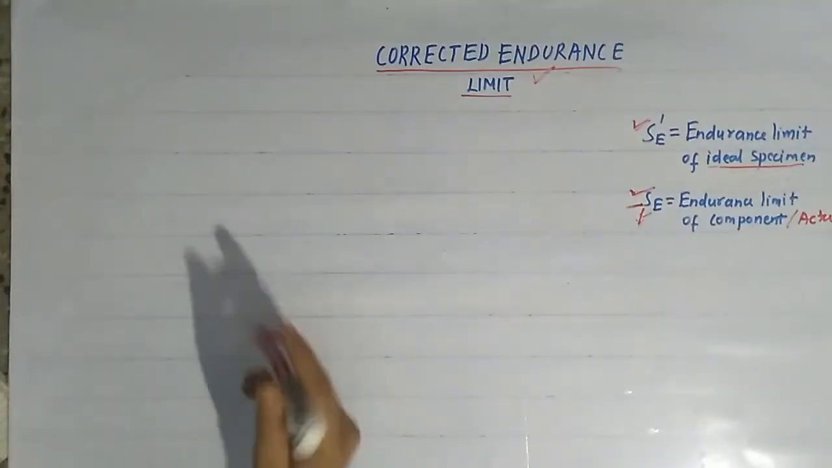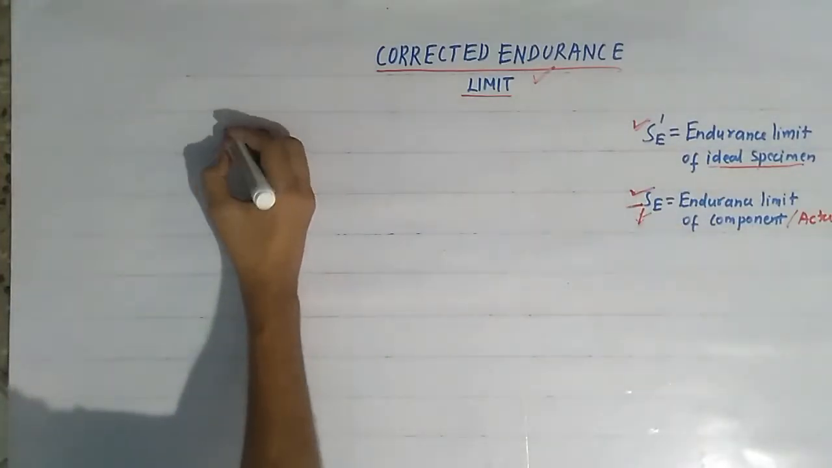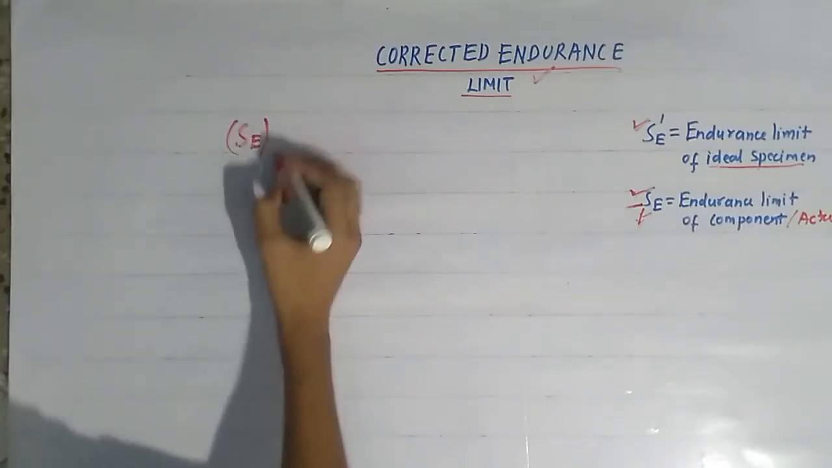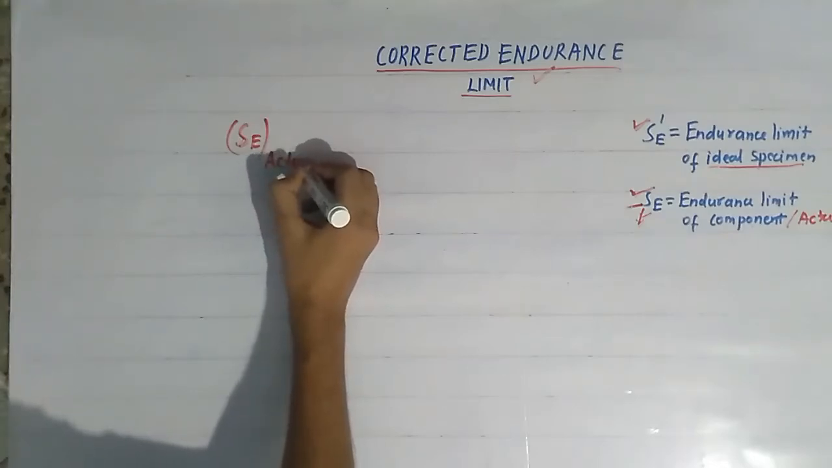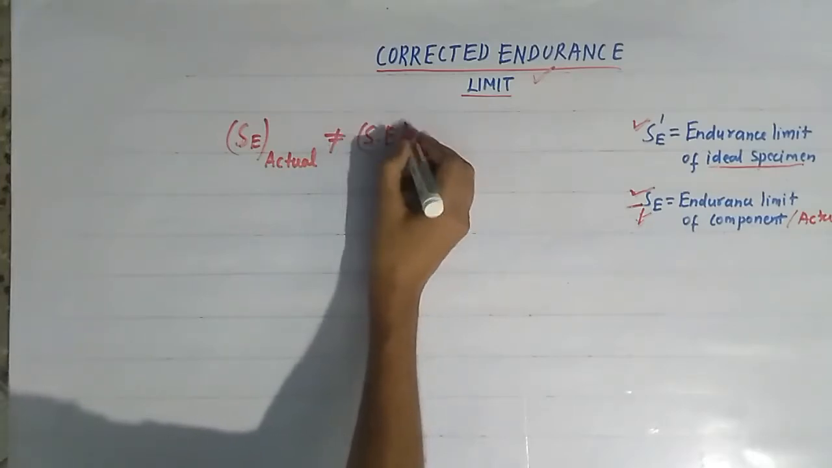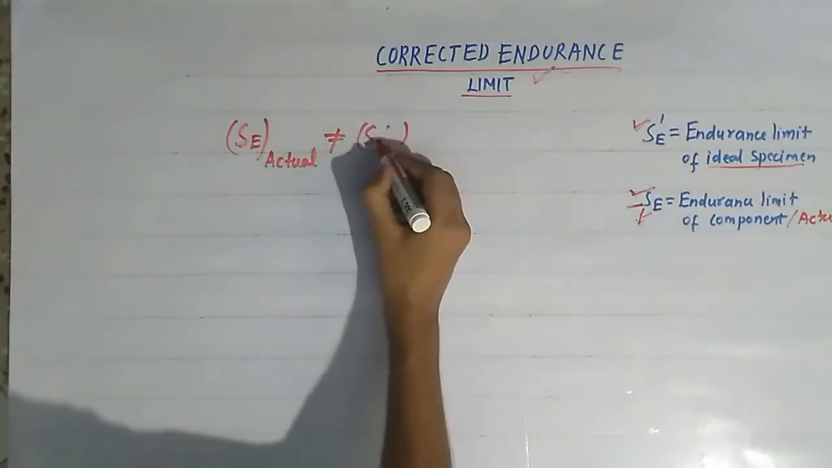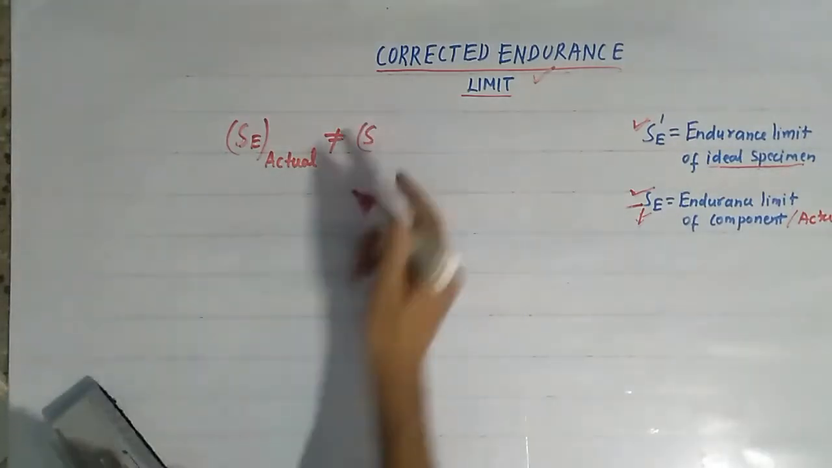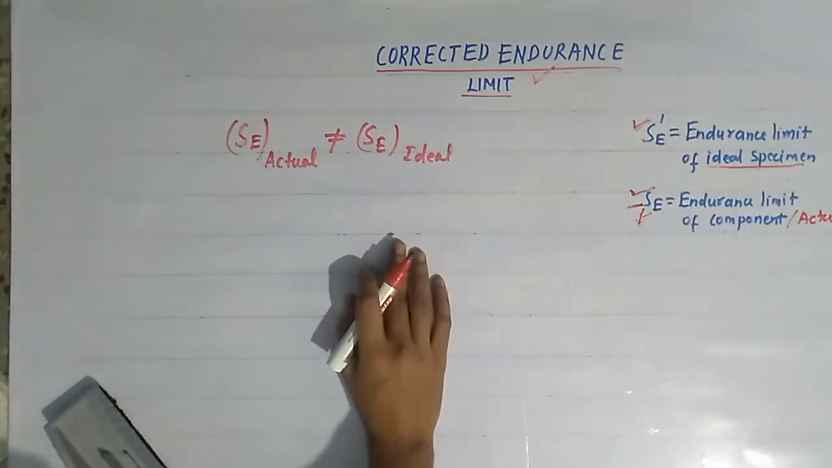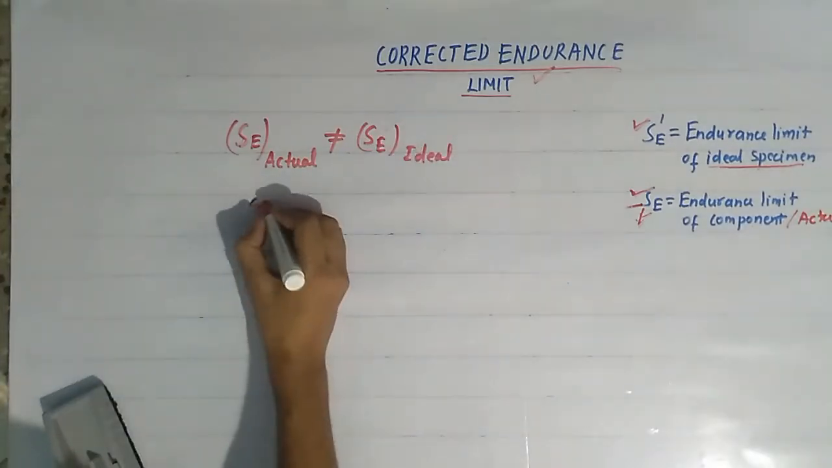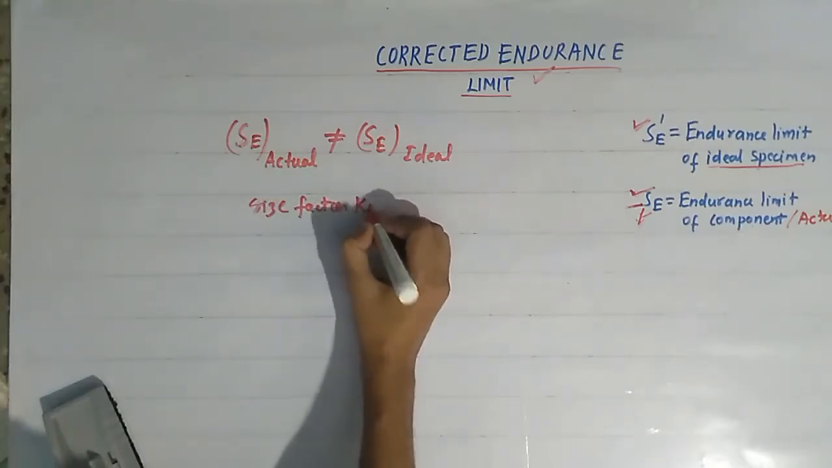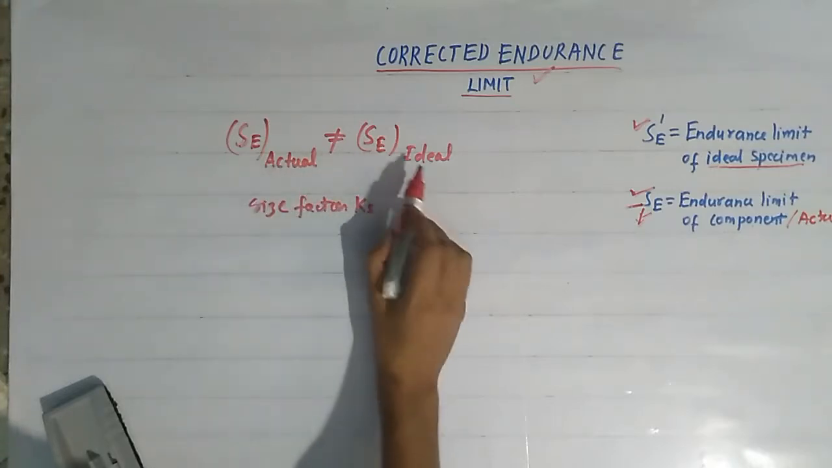Now see friends, we know that the endurance limit of the actual component in actual condition is not equal to the endurance limit of the ideal specimen. This is due to certain factors, such as the size factor, which is denoted by Ks, because the size of the actual component is different from the size of the ideal component.